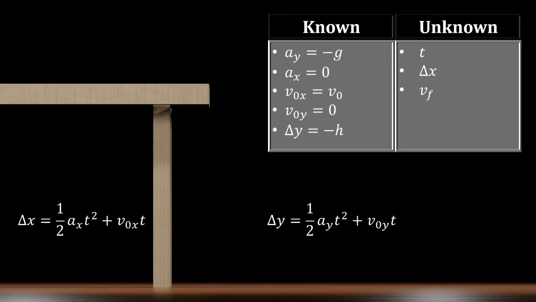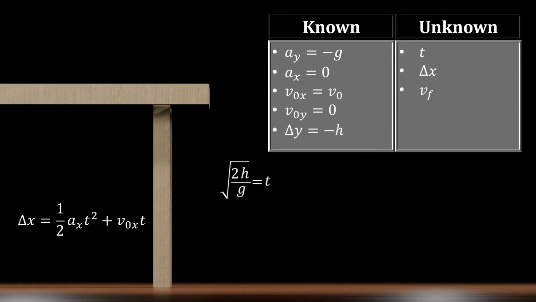Let's put what we know into this equation. Delta y is minus h. The acceleration is minus g. The initial y velocity is 0. We can cancel out the negatives on both sides. Multiply both sides by 2 and divide by g. Then take the square root. The fall time equals the square root of 2 times h divided by g.